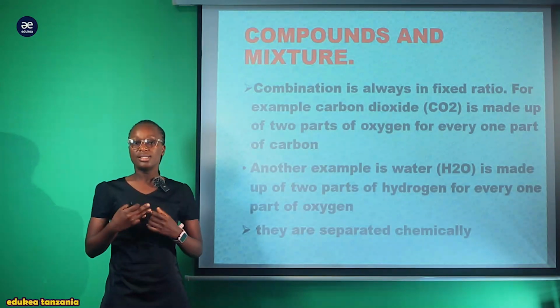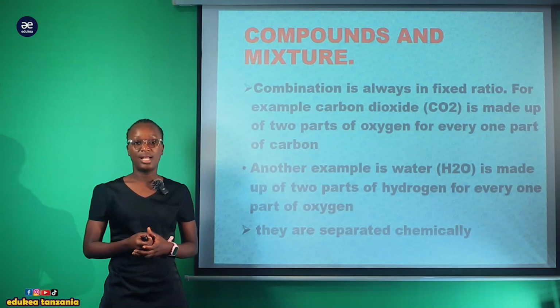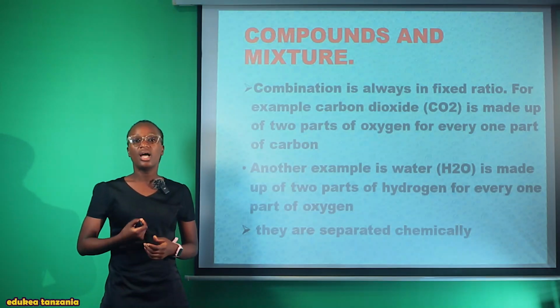Another thing to note in the compound is that they are separated chemically. Kwamba this compound cannot be separated physically. We can't separate it physically while it is separated chemically.